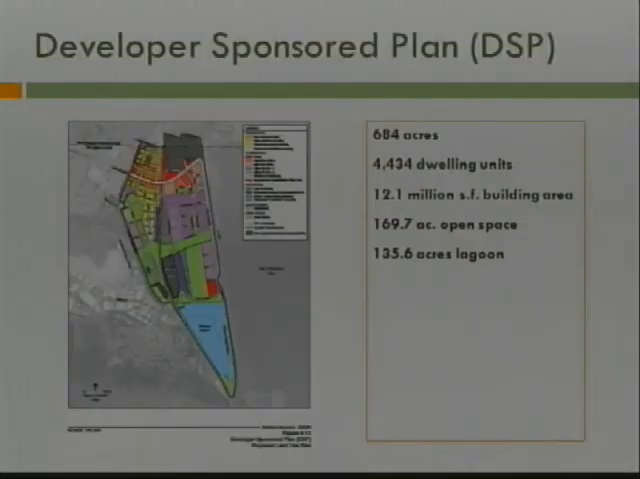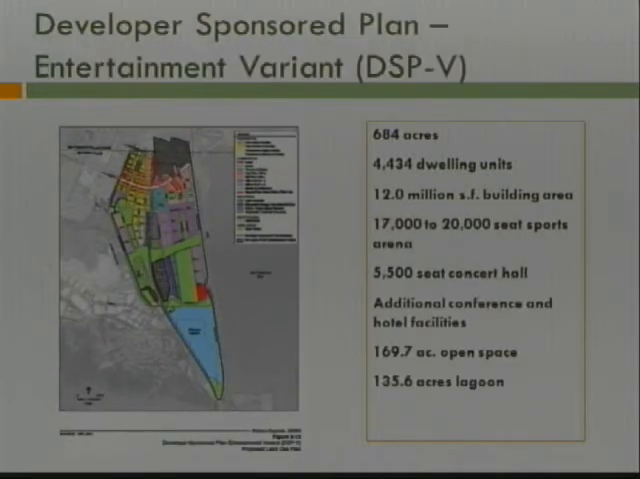The 4 scenarios include the developer-sponsored plan. The key here is that the 2 developer-sponsored scenarios include residential development, a little over 4,400 dwelling units, and about 12 million square feet of building area, open space, and the lagoon. The second scenario takes that first one, with the same number of dwelling units and just about the same non-residential area, but includes a sports arena, concert hall, and some additional conference and hotel facilities.